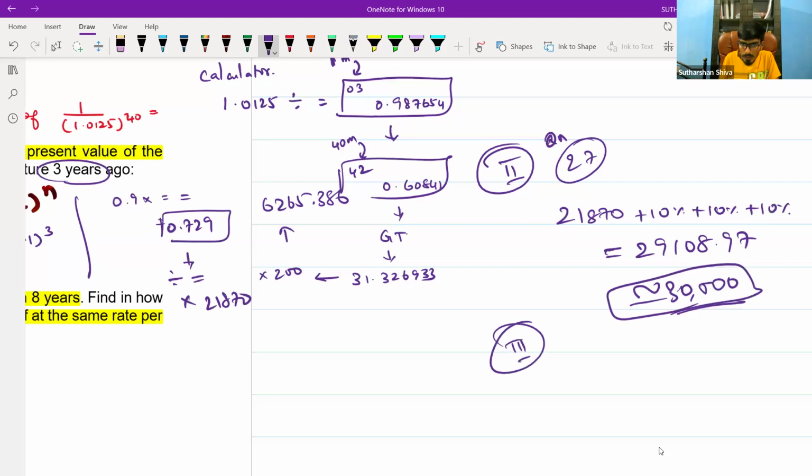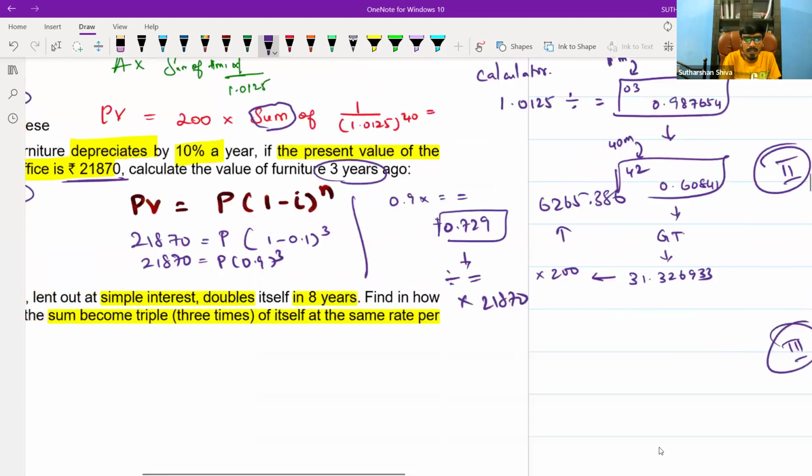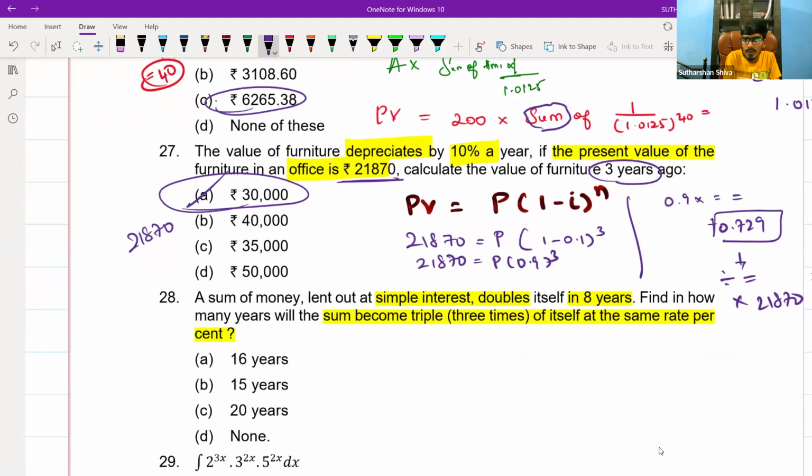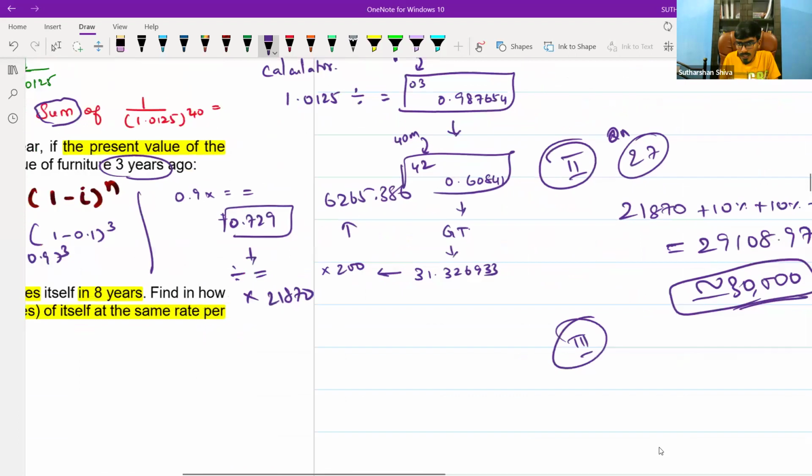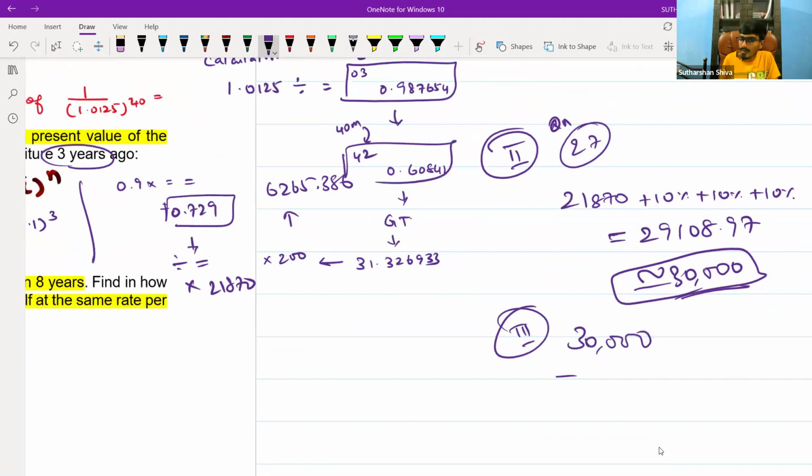Method 3, I will tell you. Go with the option checking method. I will take option A, 30,000. From option A, I will subtract minus 10%, minus 10%, minus 10% to arrive at 21,870.